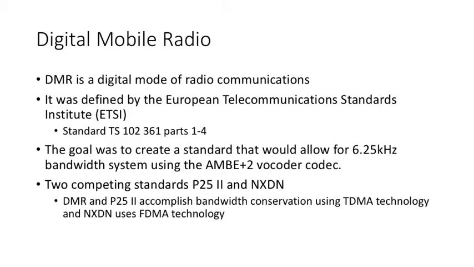What DMR does is, through the use of this AMBE+2 vocoder codec, which is just a fancy word for compression of voice into a digital ones and zeros format, they got it to where they could actually use 6.25 kilohertz of bandwidth per audio channel. So it became a narrowband standard.